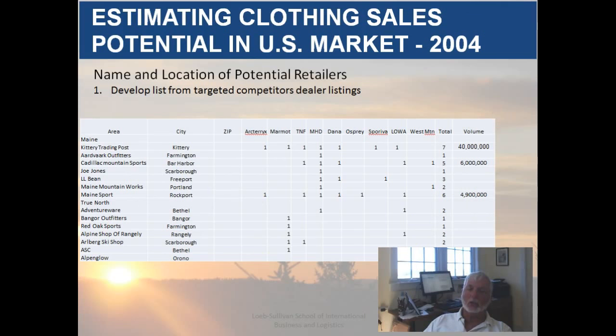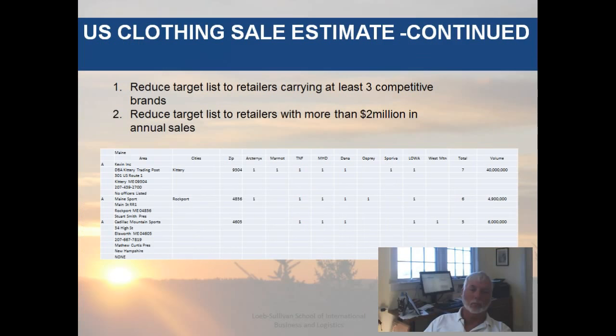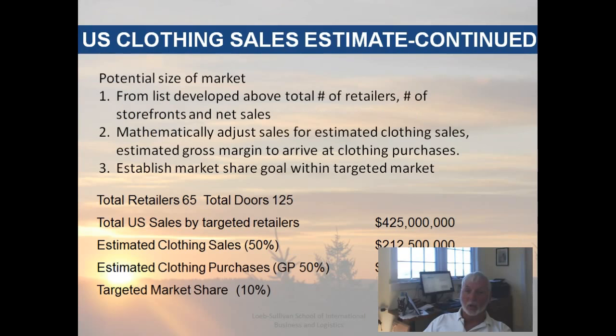So that gave me Maine. I had to do that for every state in the nation. It really wasn't that hard. I actually did this myself. I basically just pulled the companies that were selling product similar to mine, looked at the retailers they were selling to, and had some criteria as to who they were selling to. Then I reduced the list to just the people carrying three competitive brands and doing more than $1 million in sales. So those were my three targets in Maine, the people I thought would be able to sell my product.